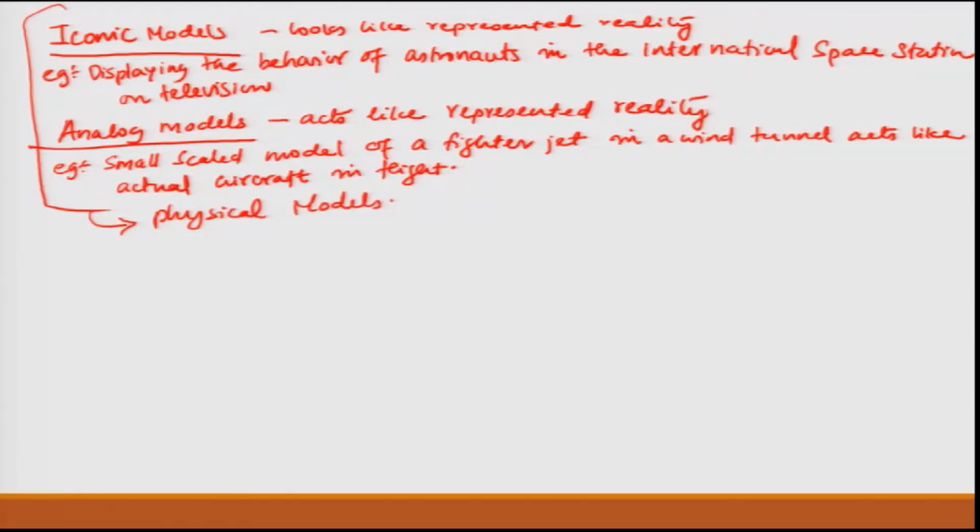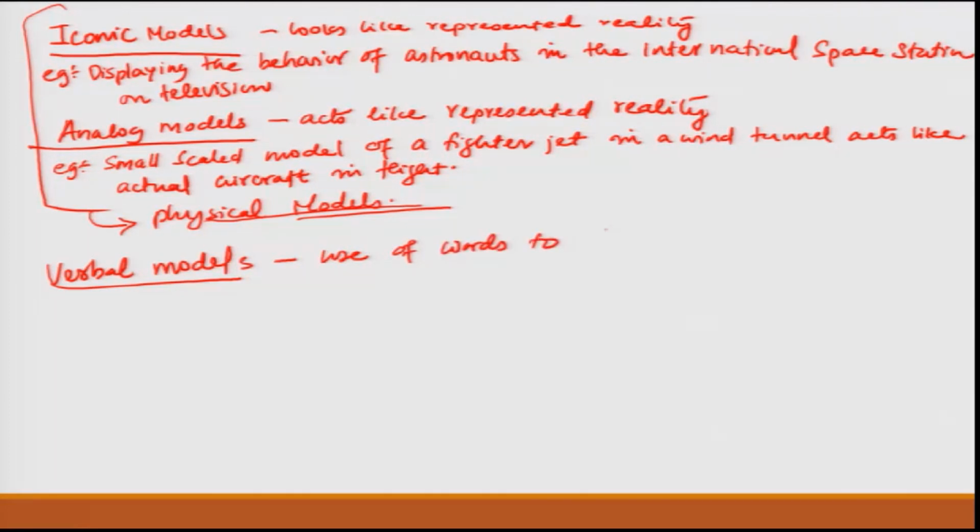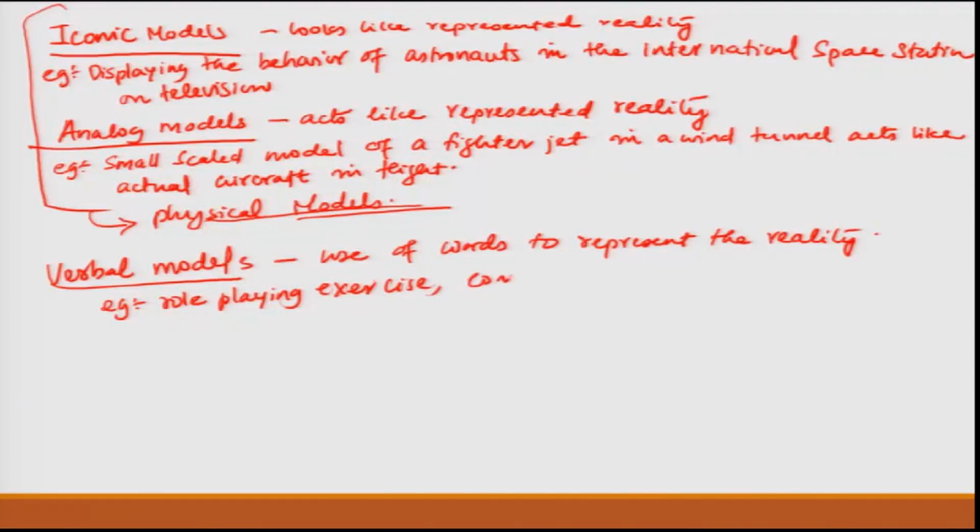Okay. Now, let us talk about what we call the verbal model. Verbal models are the use of words to represent the reality. Okay. So, examples of these are role playing exercises, or the commentary of a game.